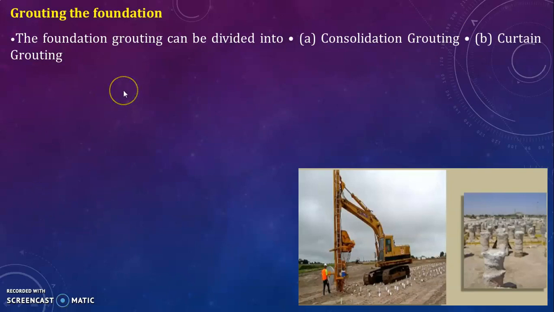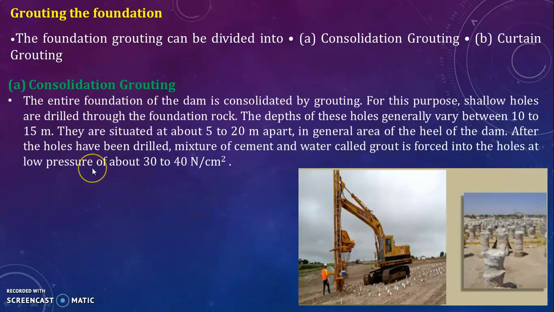The foundation grouting can be divided into consolidation grouting and curtain grouting. So let us first discuss consolidation grouting. The entire foundation of the dam is consolidated by grouting. For this purpose, shallow holes are drilled through the foundation rock. The depths of these holes generally vary between 10 to 15 meters. They are situated at about 5 to 20 meters apart in the general area of the heel of the dam.